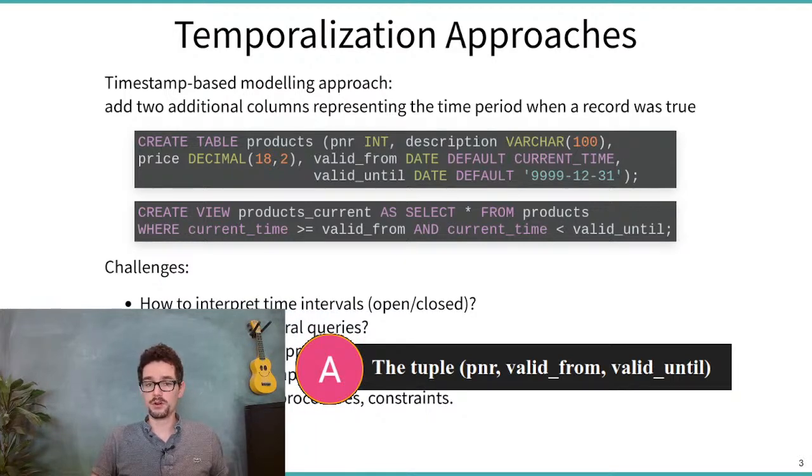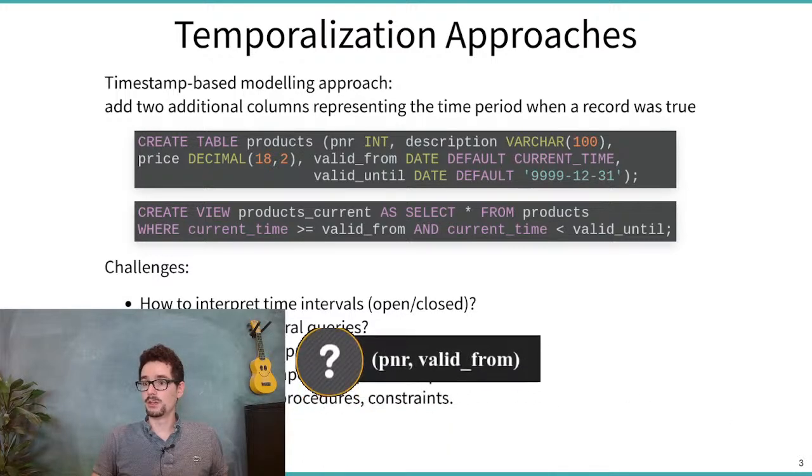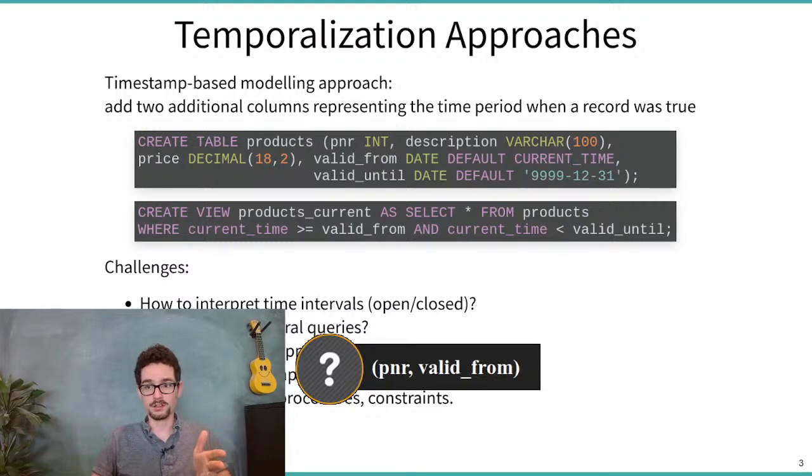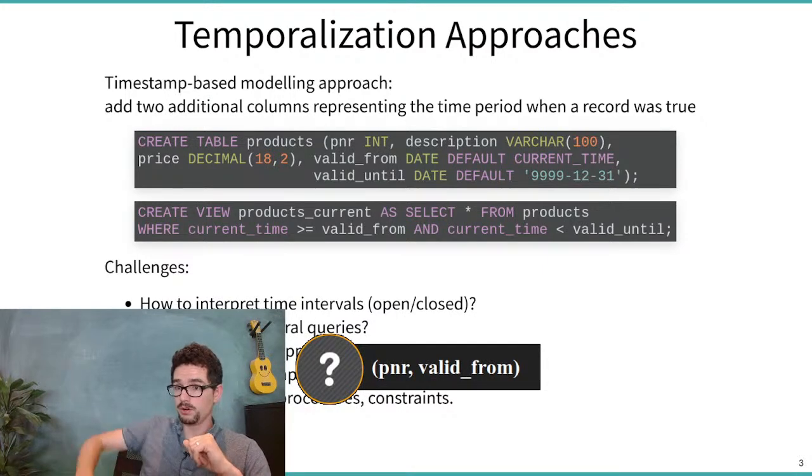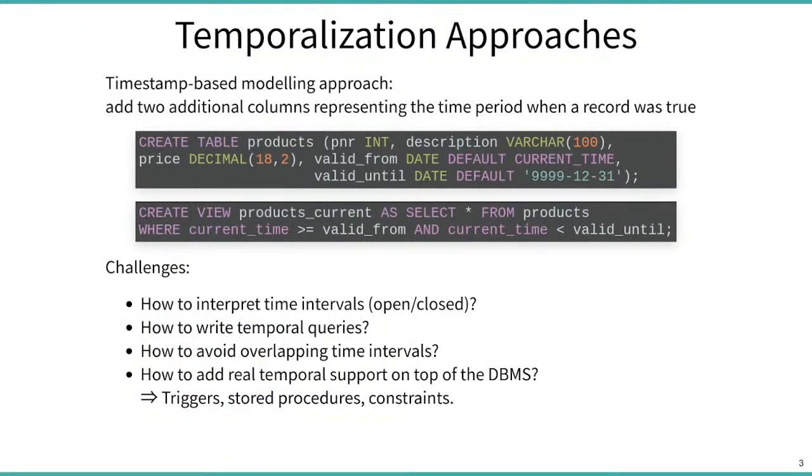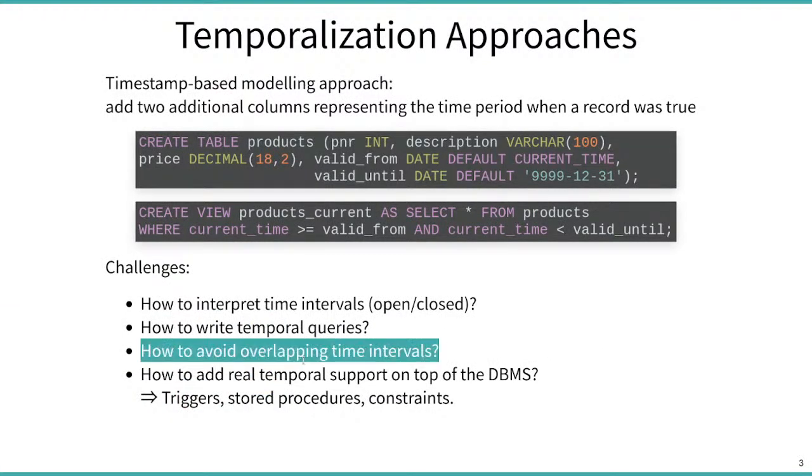Product number, valid from, valid until. This valid until is not necessary. So it would also be a valid primary key criterion here, but valid from is absolutely sufficient. So product number and valid from, because we don't have multiple valid froms for the same product, because it's important that these intervals do not overlap.